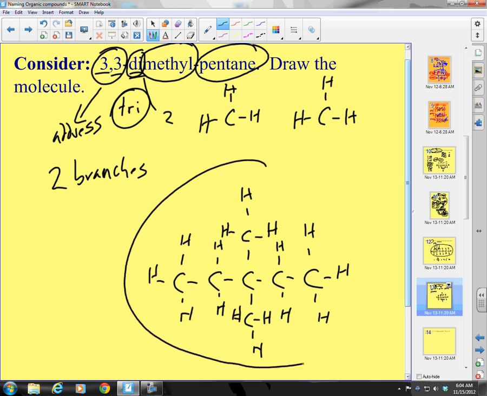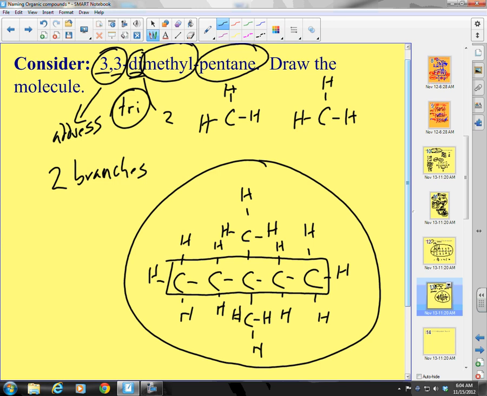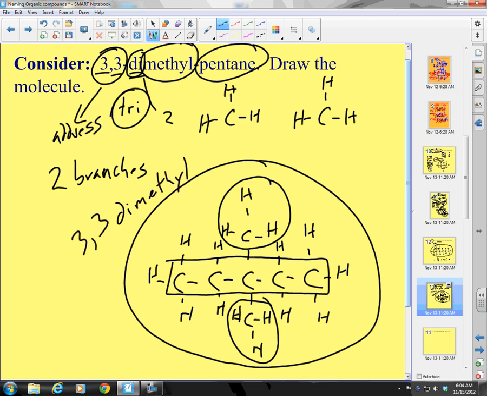And this would be 3,3-dimethylpentane. I have a pentane, 1, 2, 3, 4, 5. On my third carbon, I have one methyl group. On my third carbon, I have a second methyl group. That means that is dimethyl. And where are those methyls? 3, 3.